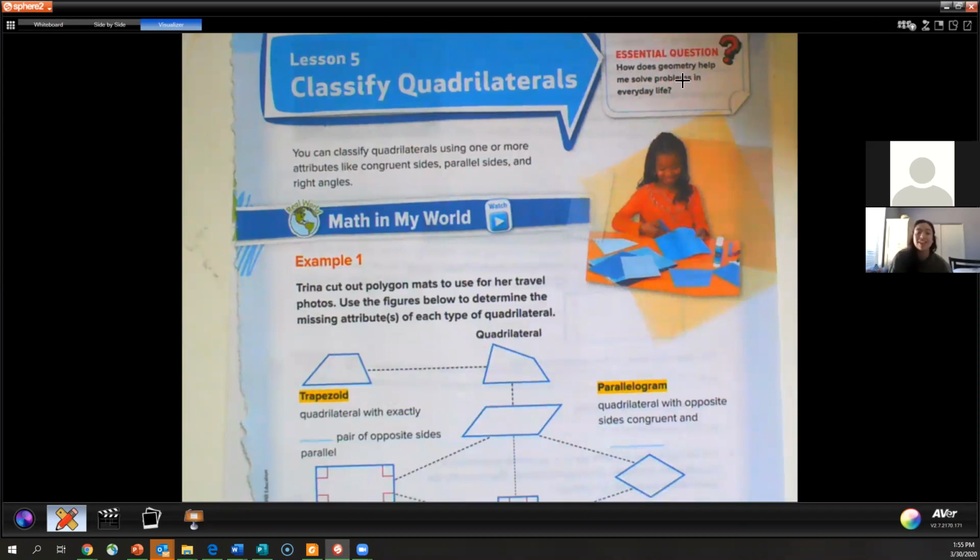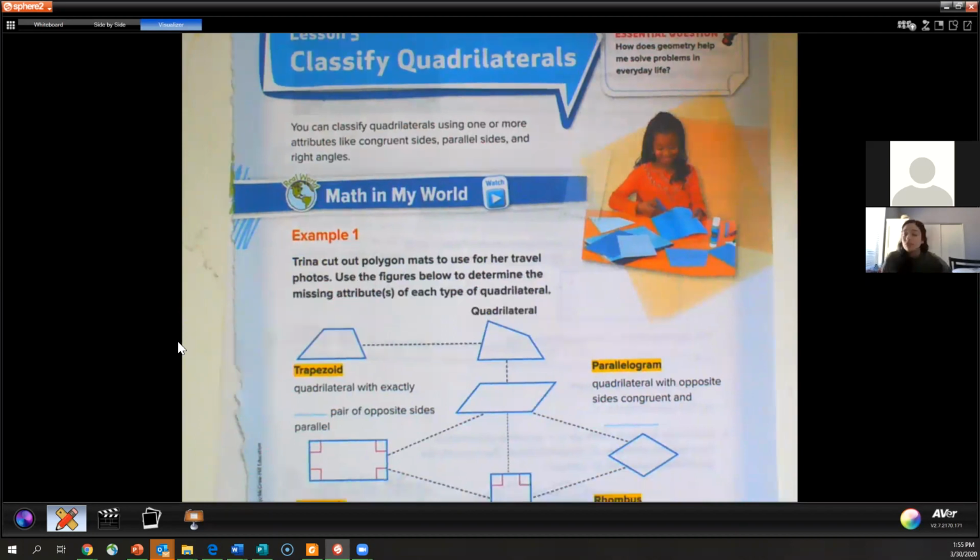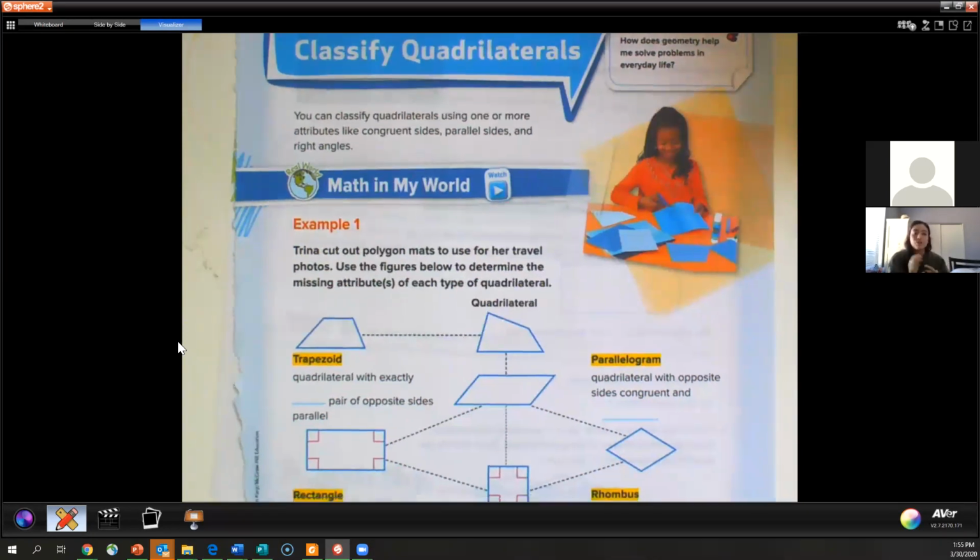All right, so today we are going to be doing lesson 5, classifying quadrilaterals. And so today you're going to learn how to classify quadrilaterals by using one or more attributes to classify them. So those attributes can be congruent sides, which congruent means same size and same shape. Parallel sides, which means that the two opposite sides are never going to intersect or cross each other. And right angles. You guys are quite familiar with these when you are identifying right triangles. A right angle means it's an angle that is 90 degrees. So let's go ahead and get started.